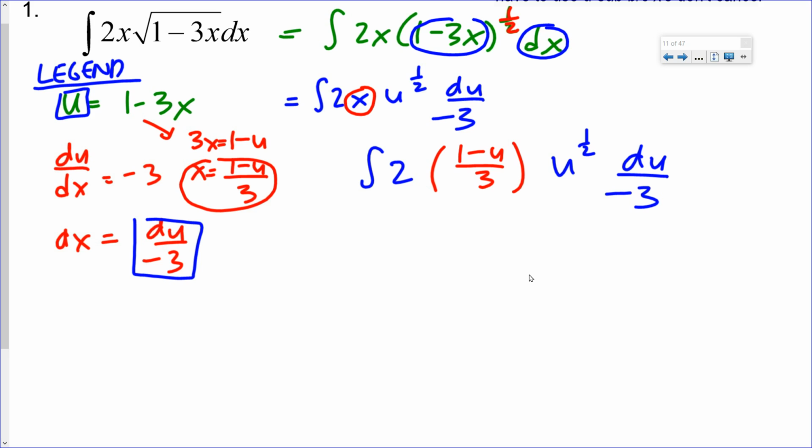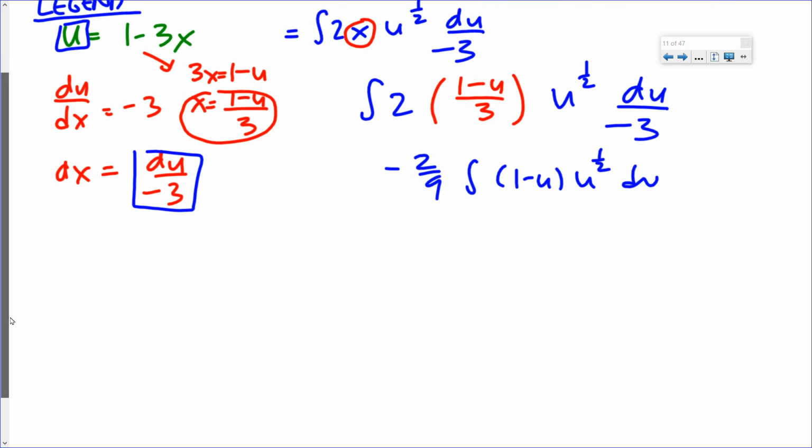What's the scalar number in here, though? Do you see it? It's a little harder to see than usual. What's the scalar number? Negative 2 over 9, right? So I'm going to pull out negative 2 over 9. And then what I have here is 1 minus u times u to the positive 1/2, du. So right here, this is just the integral of 1 minus u times the integral of u to the 1/2, right?